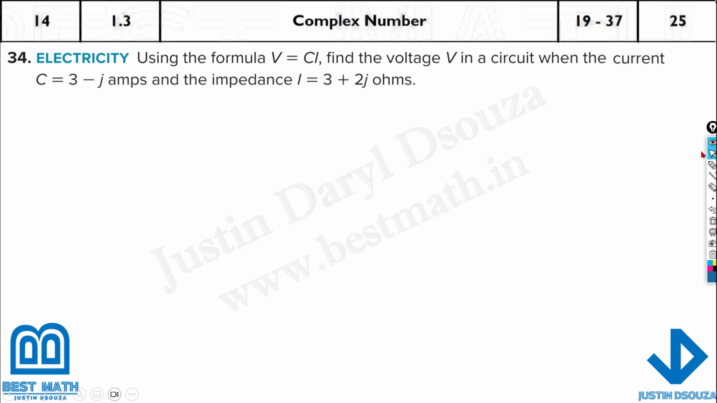Now, what about this problem, a real world problem? Using the formula V equals CI, find the voltage V in a circuit when the current is 3 minus J amps. J is the imaginary part here. The impedance or the resistance is 3 plus 2J ohms. We have the formula V equals CI. Voltage is required to be found out. What is C? 3 minus J, that is the imaginary part. Let's consider it to be I, multiplied by 3 plus 2J. This is it. Now we'll use the calculator and we can solve it up.